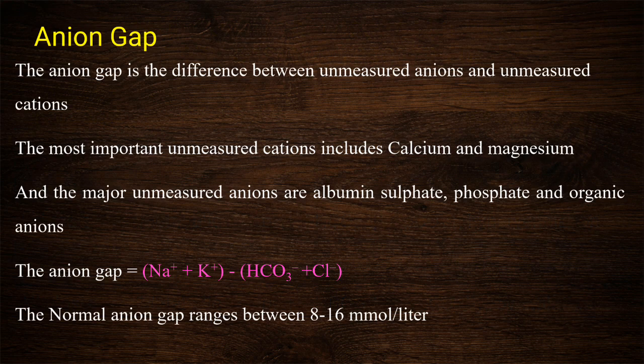plus chloride. Sodium and potassium are the major cations, and bicarbonate and chloride are the major anions which are measured. The normal anion gap ranges between 8 to 16 millimoles per liter.